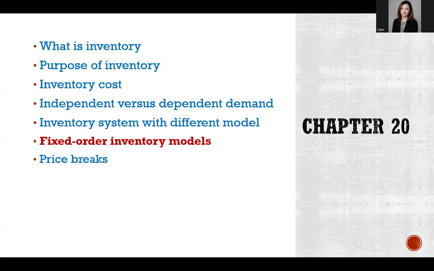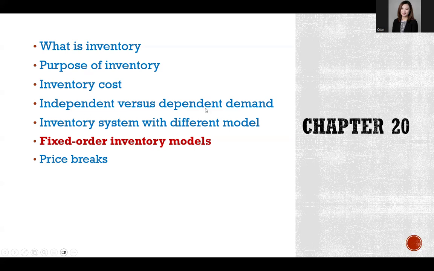Okay. And the last chapter, chapter 20, we talk about inventory management. Take a look at what inventory is and the purpose of inventory, like why we prefer small inventory or large inventory, and why companies keep inventories. And the inventory costs: we have holding cost, back order cost if you don't have enough, ordering cost, and other costs. And make sure you can distinguish what independent and dependent demands mean.